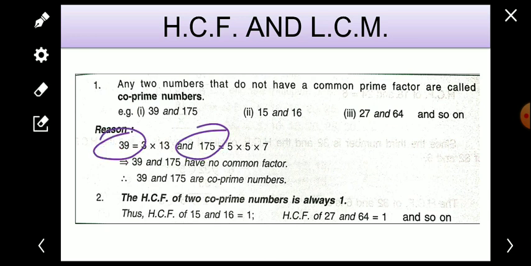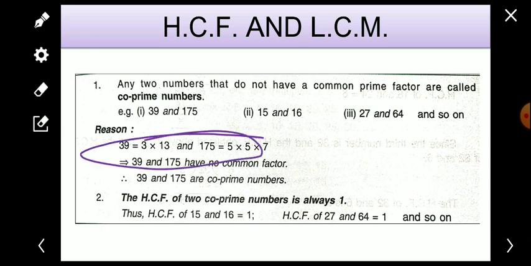I hope that you understood. The HCF of co-prime numbers is always 1. When two co-prime numbers are given, then their HCF will be 1 only, because 1 is the highest number which can divide both the numbers. You can check, both the numbers will be divided by 1 only.